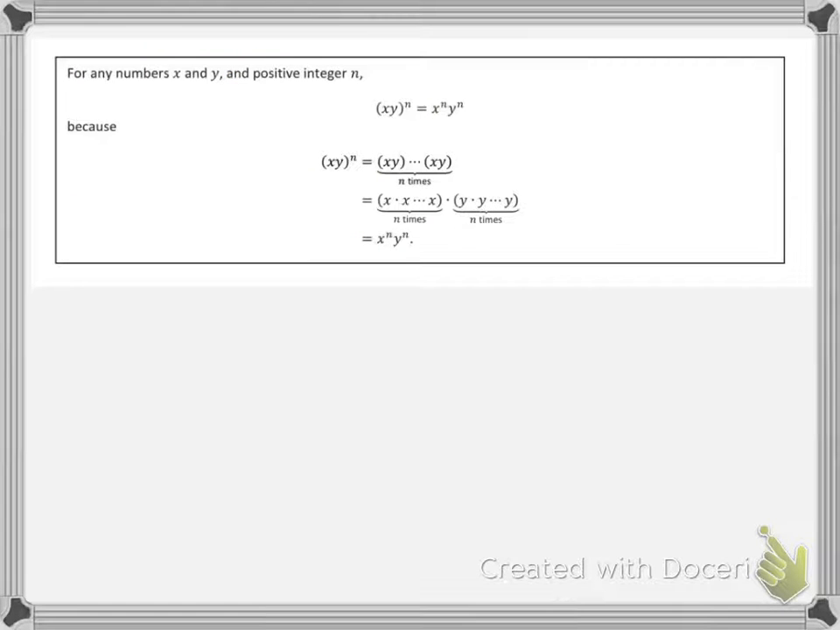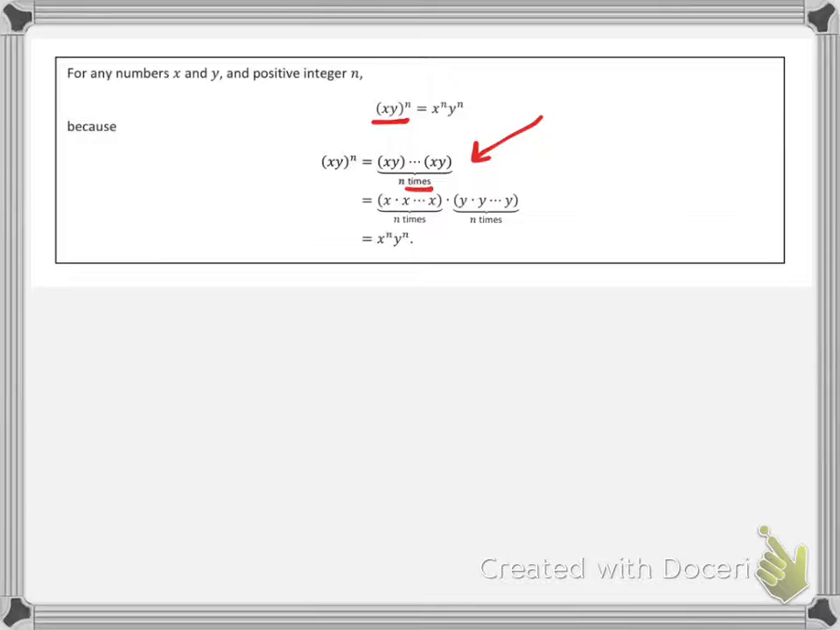Okay, next. For any numbers x and y and a positive integer n, we have that x times y raised to the nth power is equal to x to the nth times y to the nth. The reason that happens is, if you have x times y to the nth power, it really means that you're repeatedly multiplying x times y, and you're going to do that n number of times.